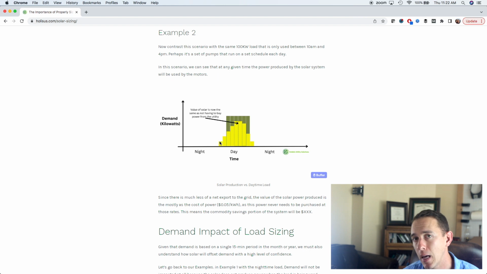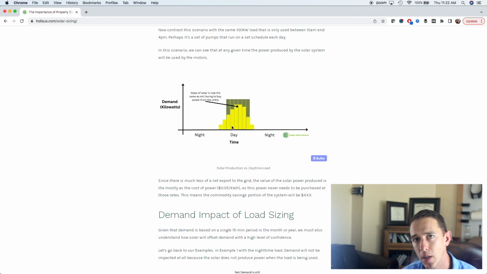Now, depending on when this load comes on, we may have periods in the morning or in the evening where we are exporting, but during the day, most of that's going to be used by that motor, by the load. So the value of this during the day now becomes whatever we're not having to pay to the utility, that retail rate. So let's say you're paying 6 cents a kilowatt hour.